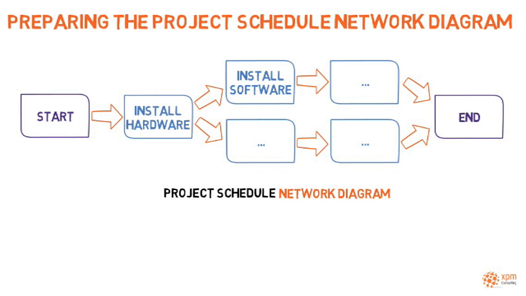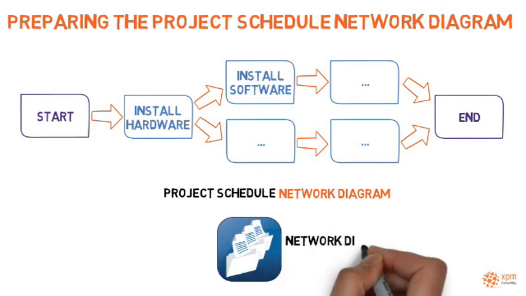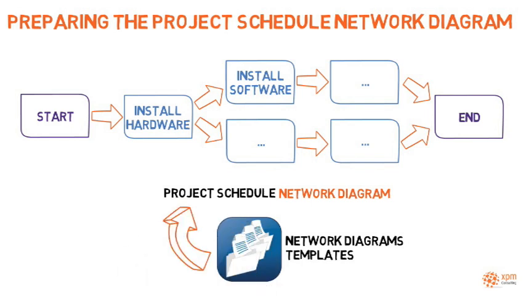Therefore, with the exception of the first and the last activity, each activity and milestone should have at least a predecessor and a successor activity. Historical information regarding activities, milestones, and dependencies may be standardized in network diagram templates, supporting the reuse of accumulated knowledge.